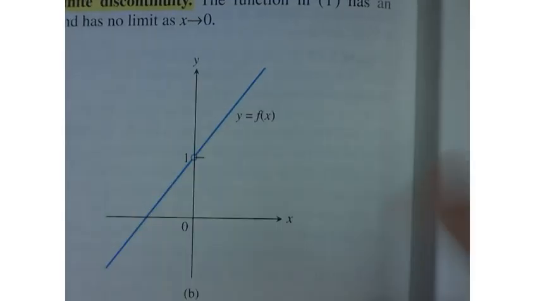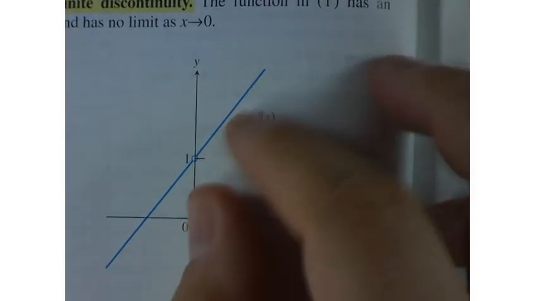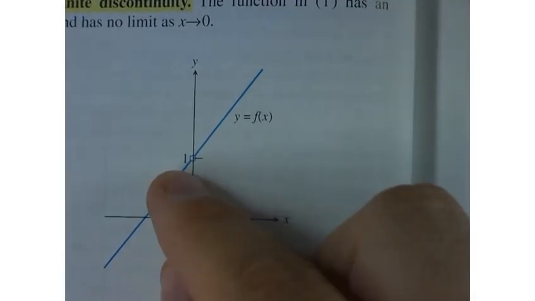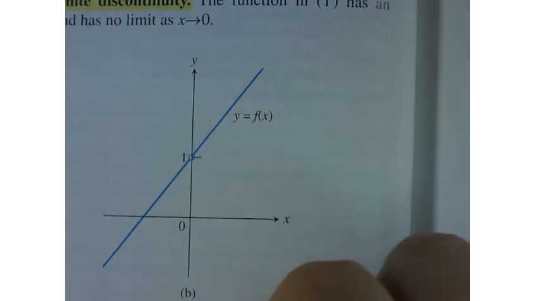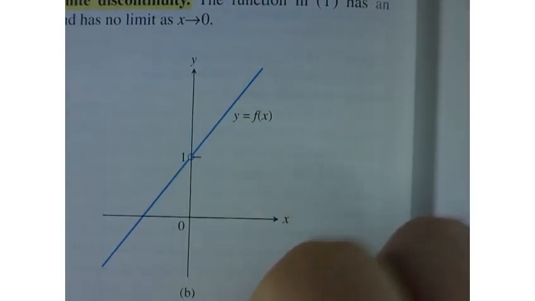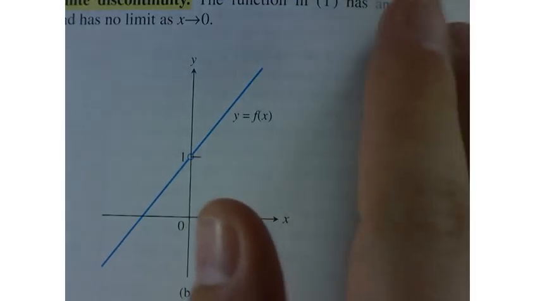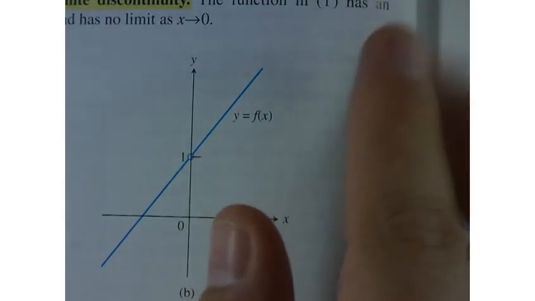Now, a little more formal definition of that is that the limit as x approaches 0 is 1 if we approach from negative infinity. If we approach from positive infinity, the limit is 1. And so we have a two-sided limit. As x approaches 0, the limit of this function is 1.